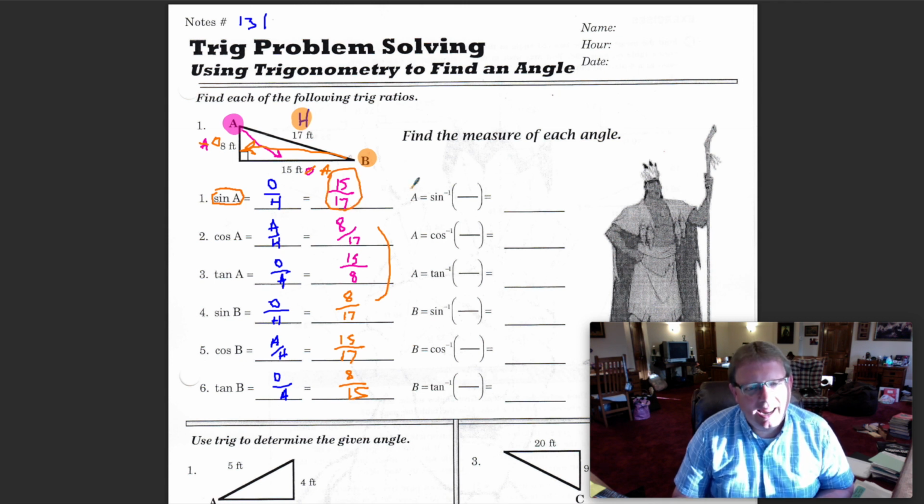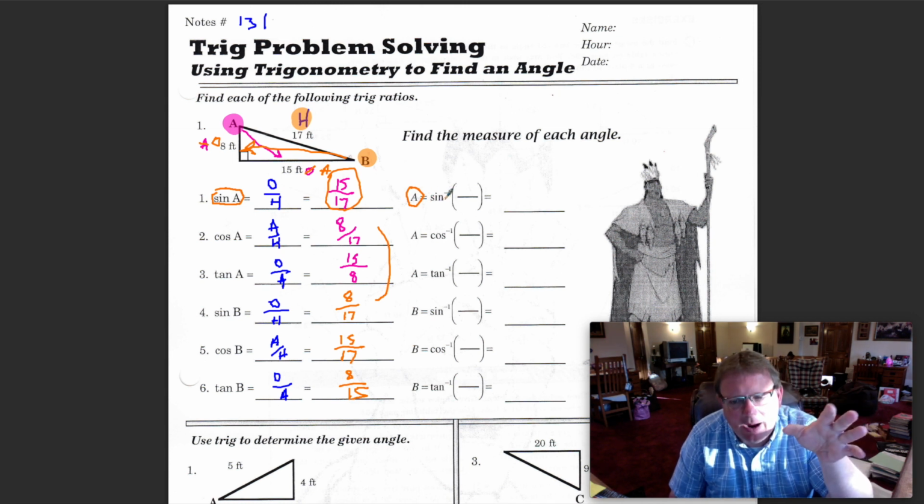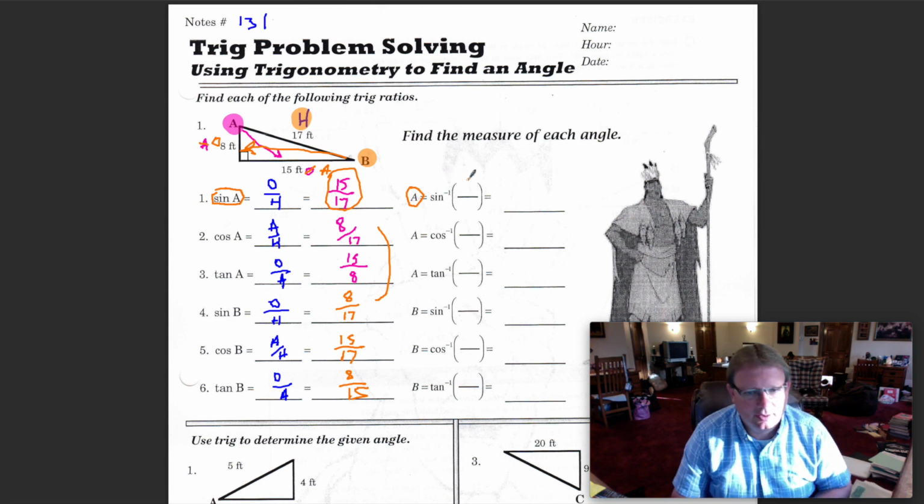If we wanted to get A by itself, that is when we use this other word. And so it's not really taken to the -1 power. It just means the inverse operation. And so the inverse sine function is how we call this. We call this the inverse sine. I'd write it because I don't want to write words with the mouse. And so we're going to write inverse sine of 15/17.